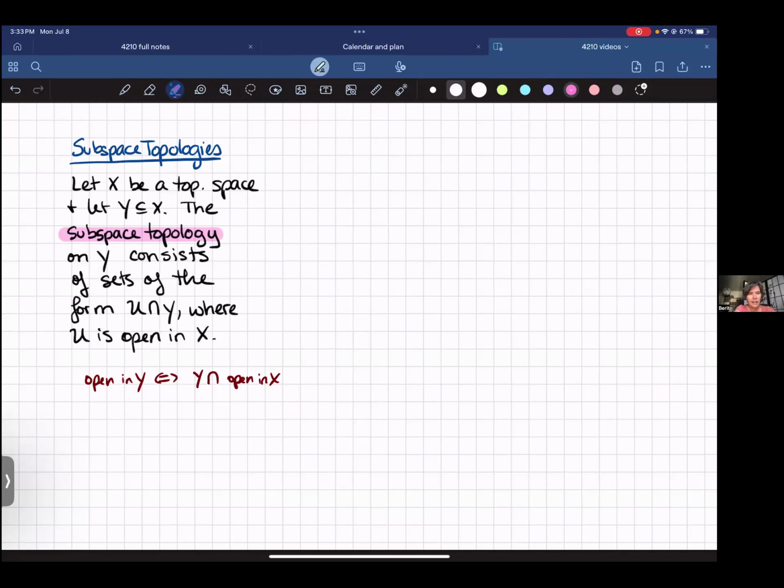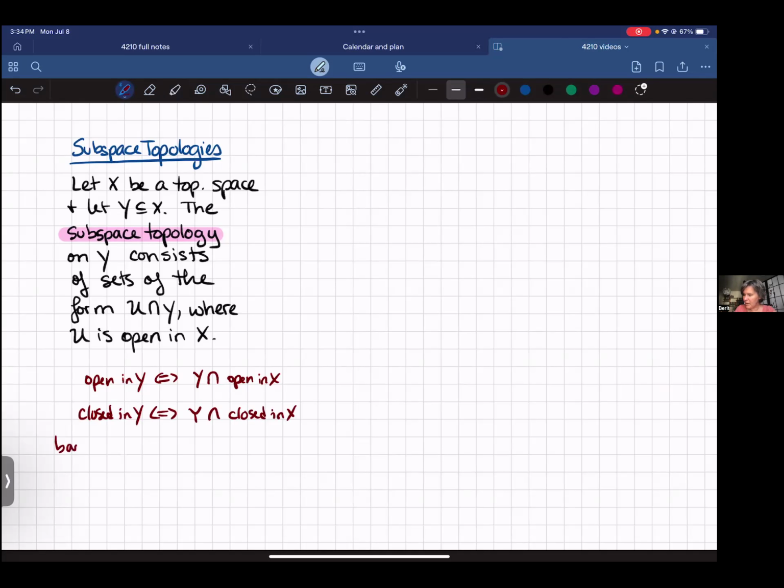And basically, the subspace topology on Y consists of all sets of the form U intersect Y, where U is open in X. So I think of open in Y as being anything of the form Y intersected with a set which is open in X. And it's not too hard to show that closed in Y would mean Y intersect closed in X. This is just a shorthand.